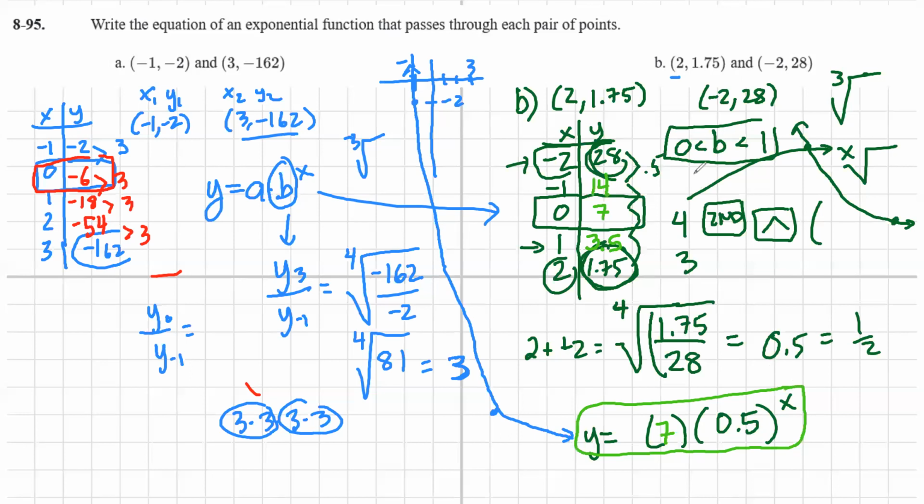So I can test this equation, right, by plugging in any number I want. Let's do this one. Let's plug in 2, and I should get 1.75. So y equals 7 times a half to the second power. It's pretty easy to do without a calculator because a half squared, 1/2 times 1/2, is 1/4. And then 1/4 times 7 is 7/4. And I'm just going to put 7 divided by 4 in my calculator. And I get 1.75. Yay, I got 1.75, which is what I wanted to get when I plugged in 2. All right, guys.